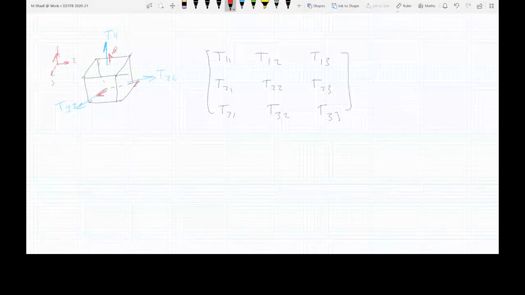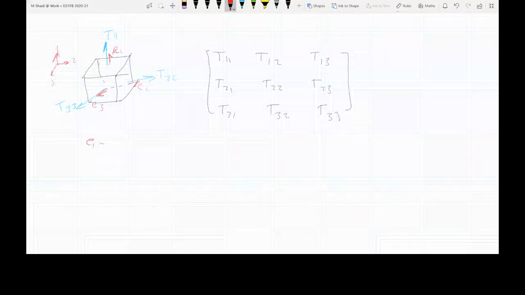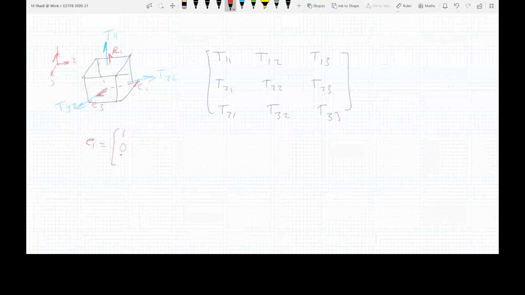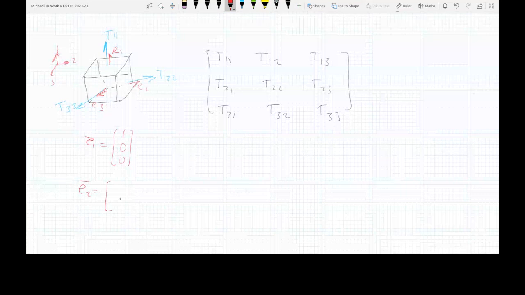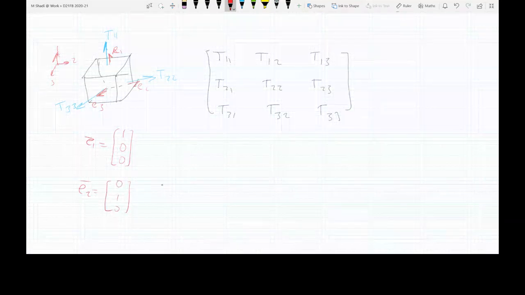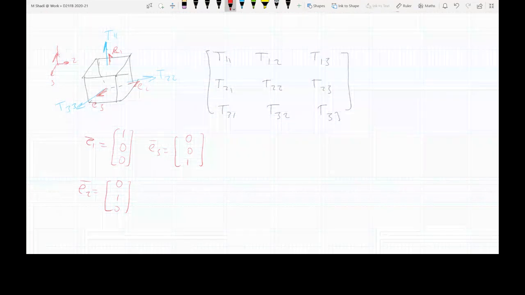And then this is going to be E1, this is going to be E2, and this is going to be E3. E1, I'm just going to write it down here, is basically going to be 1 in the X direction and 0 in the other two directions. So it is a vector of length 1 that is pointing in the X1 direction. Similarly, E2 is going to be 0, 1, 0, and E3 is 0, 0, 1. So these are the basis vectors, and the normal stresses point exactly in the same direction as the basis vectors.